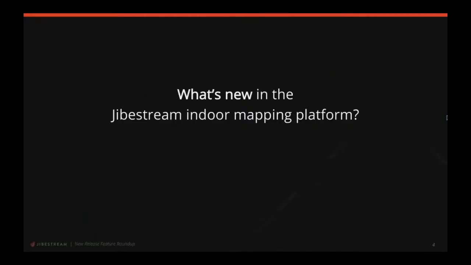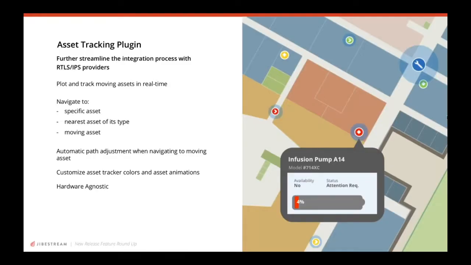With regards to what's actually new in the Jibestream indoor mapping platform, there's a few really cool things that we want to highlight. First is our awesome asset tracking plugin. Our asset tracking plugin gives you the ability to take your asset tracking data provided by your RTLS or IPS provider and show it on a map. So it can track things like moving assets and actually allows you to wayfind to these moving assets. If you're en route to a moving asset, or if one of your facilities team is en route to a moving asset, it'll actually reroute the user based on where the asset's going. So it's super smart in that way.